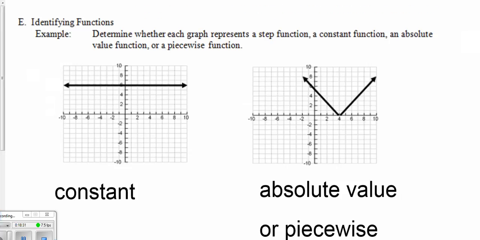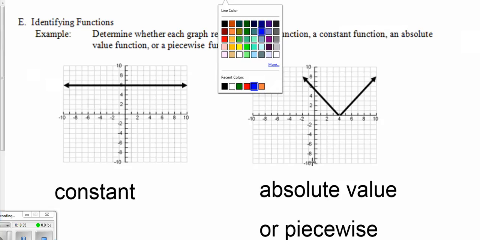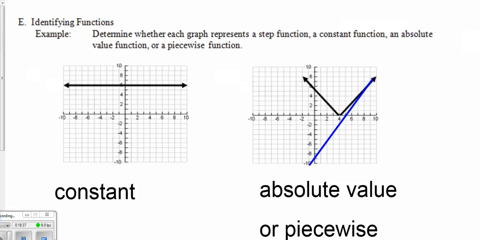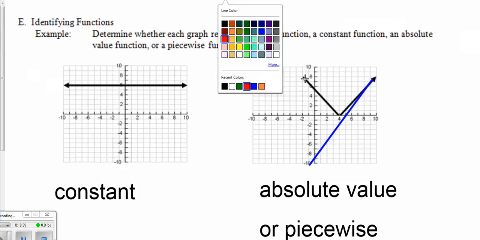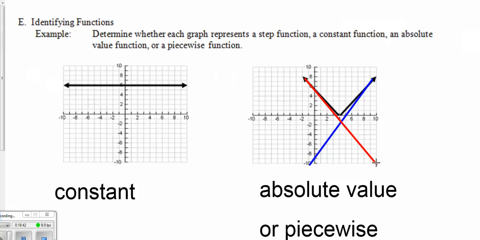Okay, it could be these two lines. I'm going to draw one in blue, like this, and one in red. I know these didn't get exactly on there, but pretty close. It could be these two lines. We're only using the red line over here, and we're only using the blue line over here. So it could be that piecewise function.